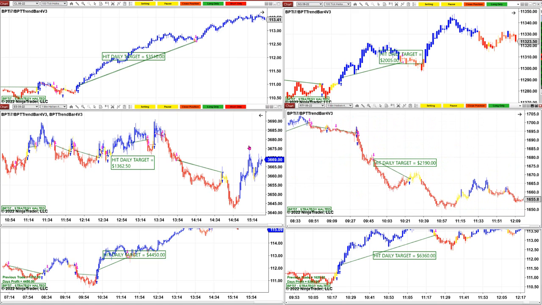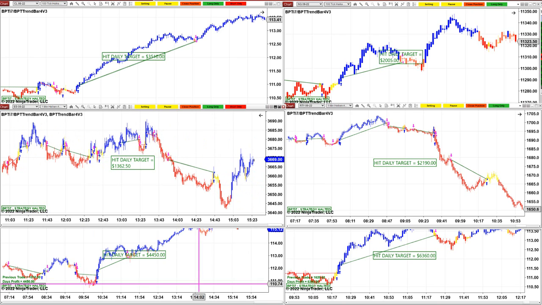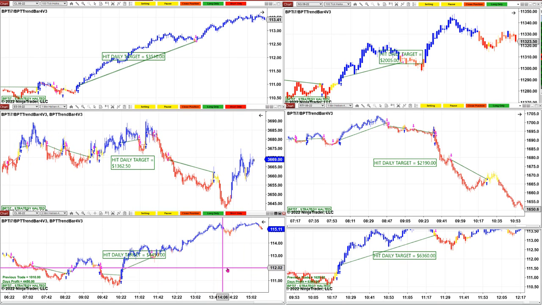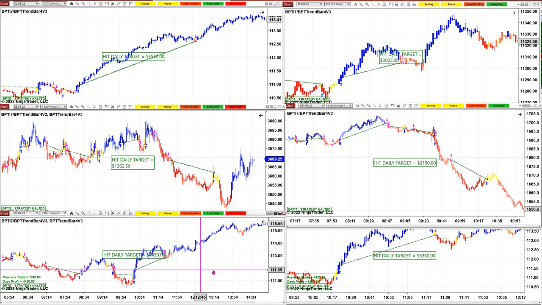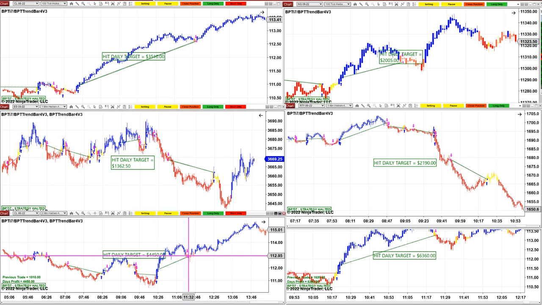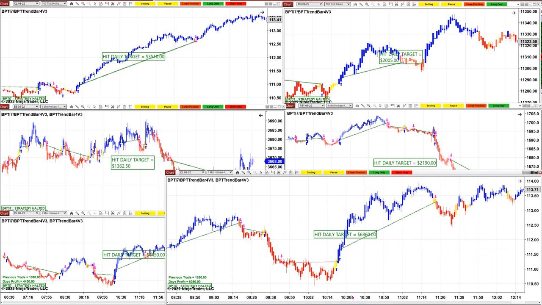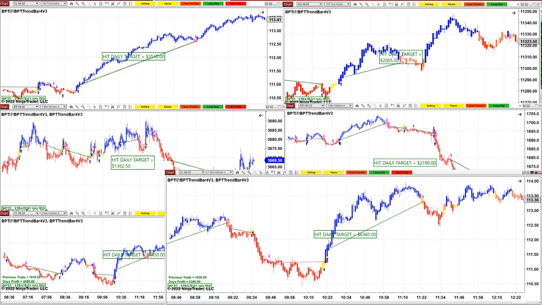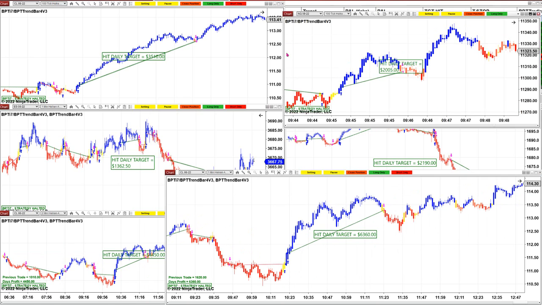The Russell, 1 minute, 2,100. ES, 1,362. CL, 4,450. This one was from 10:18 to 11:30. And then we have the CL. The first trade was a little over 10. It was then done by 11:10. 6,360.